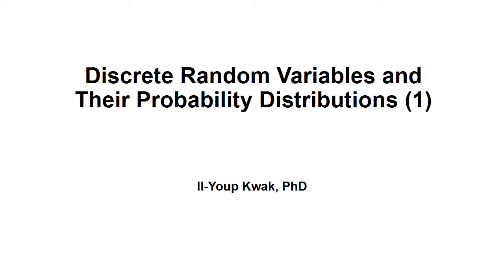Hello everyone. Today we are going to learn about Chapter 3, Discrete Random Variables and their probability distribution. In Chapter 2, we have learned basics of probabilities. So from this chapter and the following chapter, Chapter 4, we are going to learn about discrete random variables and continuous random variables and their related probability distributions. Okay.